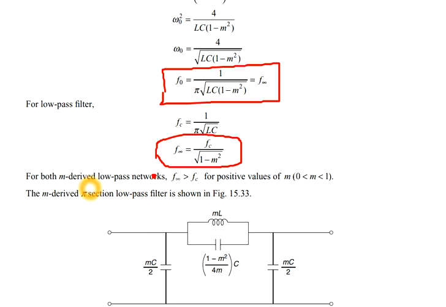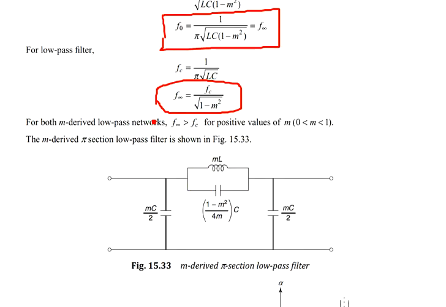So here for both m-derived low pass networks, f infinity is greater than fc for positive values of m. That means when m is chosen between 0 and 1, you will get f infinity greater than fc. So accordingly we can draw the characteristics. Here again you can see the pi section of the low pass filter and the two m-derived ones.